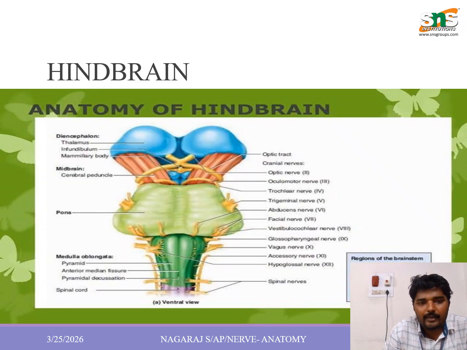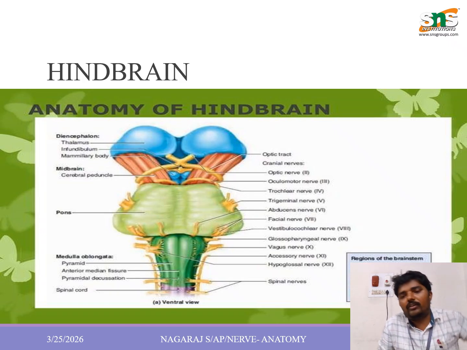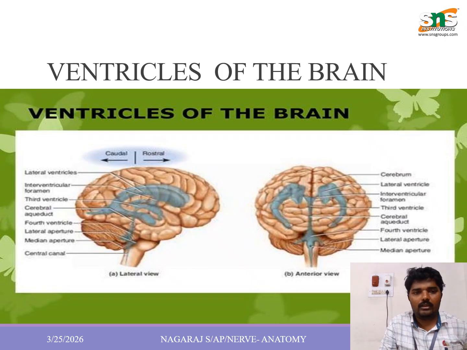Then the hindbrain. The diencephalon, then the thalamus, infundibulum, and mammillary body. Then the optic tract, optic nerve, oculomotor nerve, trochlear nerve, abducens nerve, facial nerve, vestibular nerve, glossopharyngeal nerve, vagus nerve, accessory nerve, and hypoglossal nerve. Then descending to the spinal nerves. Then the ventricles of the brain: the lateral ventricles, third ventricle, and fourth ventricle, covered by cerebrospinal fluid. Cerebrospinal fluid mainly controls the blood-brain barrier.